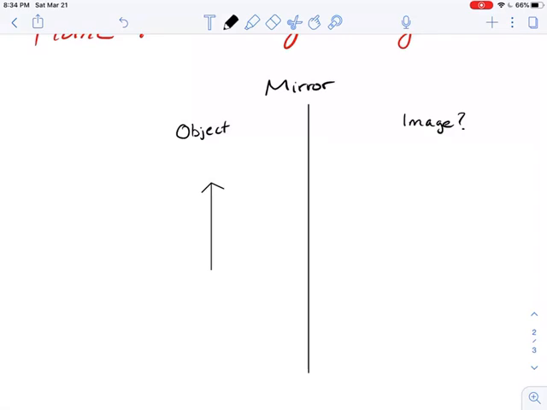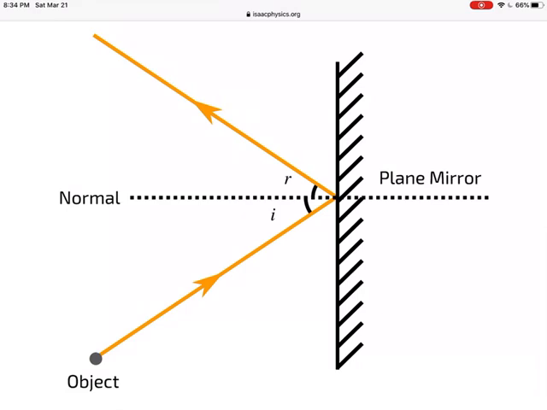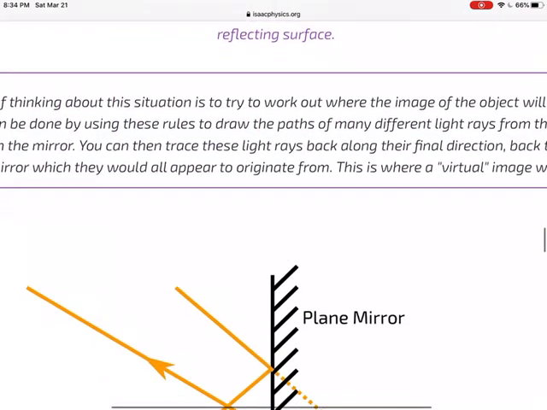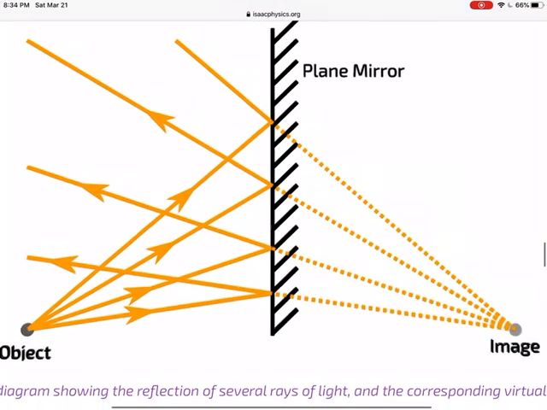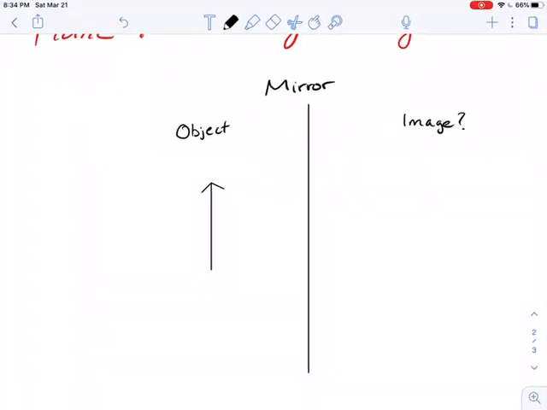Whenever we do these ray tracings, we're always going to follow the laws of reflection, which say that the incoming light rays will hit a mirror and the angle of incidence will always equal the angle of reflection as it reflects off of that mirror. If I go to this picture down below, there's a ton of different light rays coming off of our object, and they reflect off of the mirror following the law of reflection. Where all those virtual light rays meet back behind the mirror is where the image will be formed. We're trying to do that today in our own drawings.